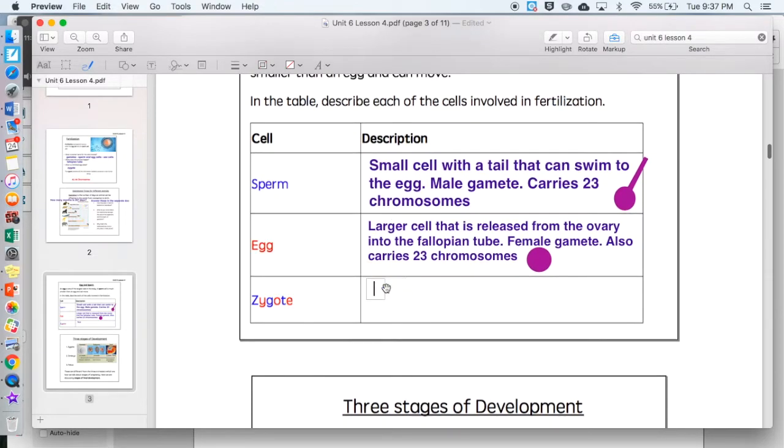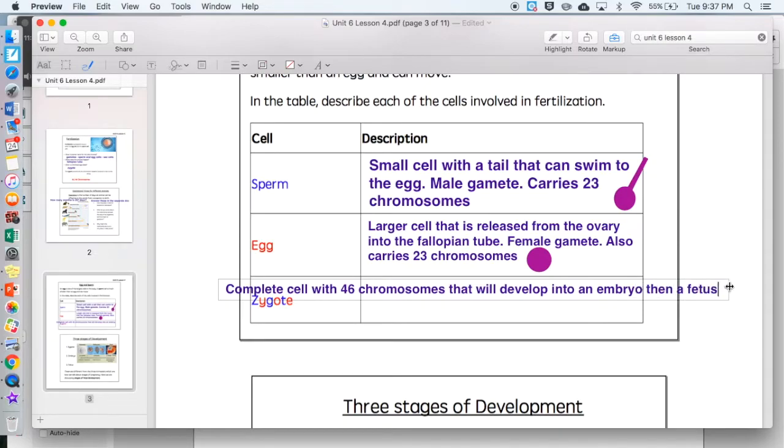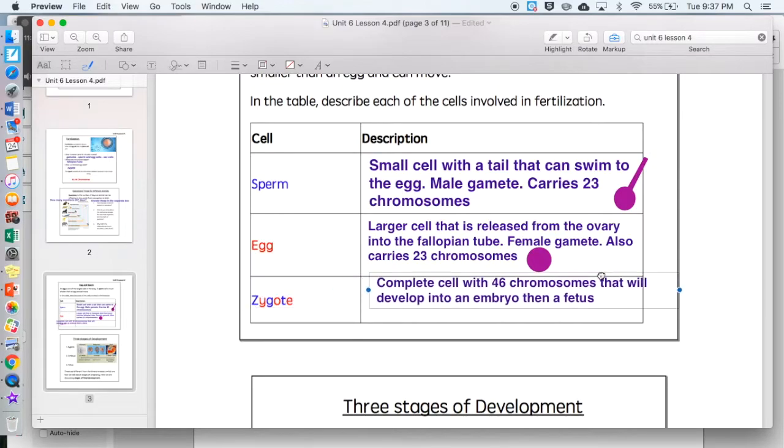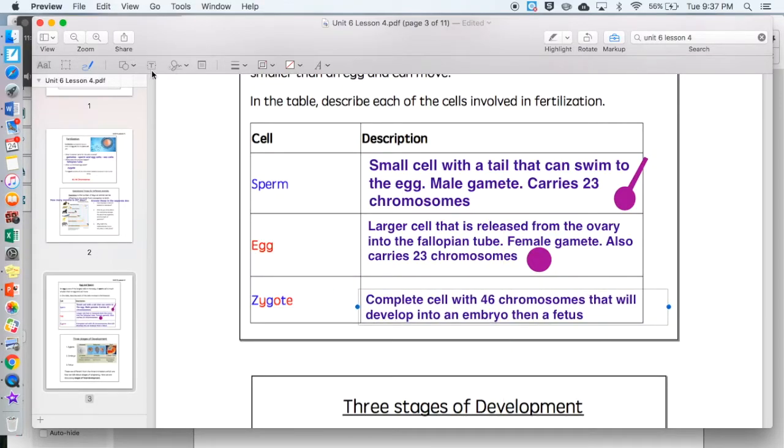So our zygote, go ahead and type your answer for zygote if you haven't yet. A zygote is the complete cell with how many chromosomes? Good, 46. Hope you said 46 at home. Complete cell with 46 chromosomes that will develop into first an embryo, that's the first stage after a zygote, and then a fetus. So a zygote is a fertilized egg. I'm going to put that first, actually.